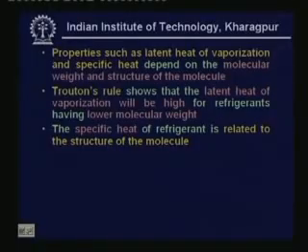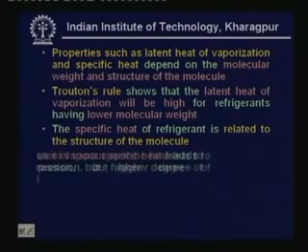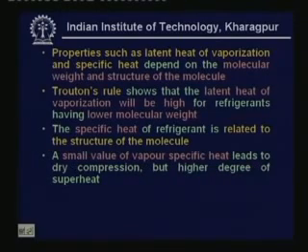Now, the specific heat of refrigerant is related to the structure of the molecule, and a small value of vapor specific heat leads to dry compression, but higher degree of superheat. Okay. That means, when you have a small specific heat for vapor, then when you are starting the compression, if the inlet to the compression process is on the saturated line, then you find that the exit is always in the superheated region. That means compression will always be a dry compression process. Okay, so this is a requirement if you are talking about reciprocating compressors and many other compressors. Okay, so from this point of view, a low value of specific heat is good.